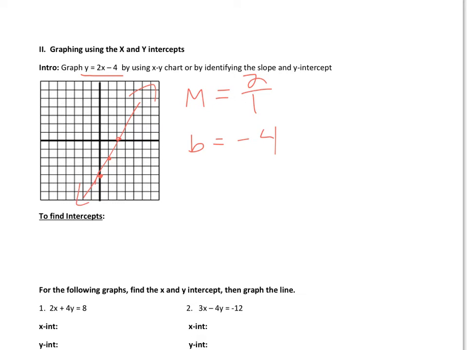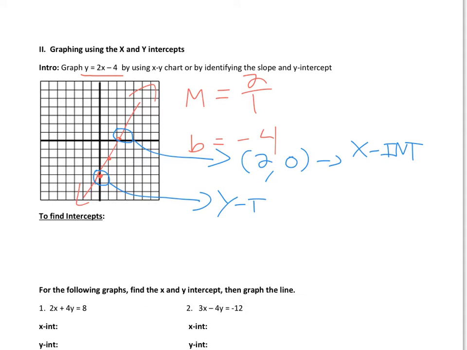Now, the 2 points that I'm going to pick out, I'll put in a different color, is this point. That ordered pair is 2, 0. This is my x-intercept because it hits the x-axis. And this point, which I already know, that's the b value or the y-intercept. Right, the y-intercept, that ordered pair is what? 0, negative 4.